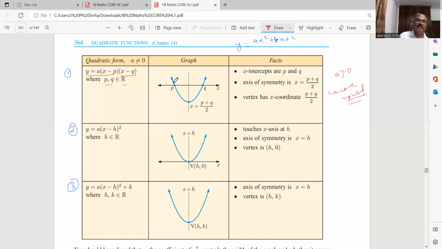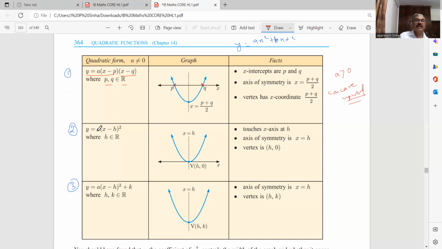So in this case, the shape of the graph will be like this. P and q are the x-intercepts, and x is equal to p plus q by 2 is the axis of symmetry. The x coordinate of the vertex is p plus q by 2. Correct?